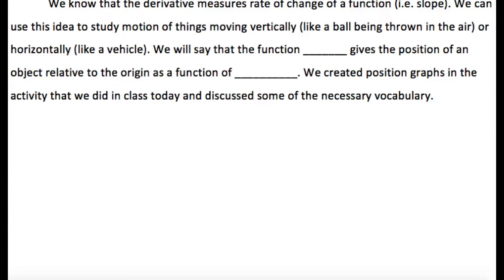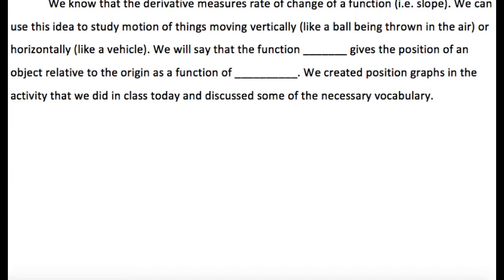All right, so let's expand on the activity from class a little bit. We know that the derivative measures rate of change of a function, right? And that's the same thing as slope. The derivative is just a function that tells us the slope at any point of our original function. We can use this idea then to study motion of objects moving vertically, like tossing a ball up in the air, or horizontally, like a vehicle moving back and forth along a straight road.